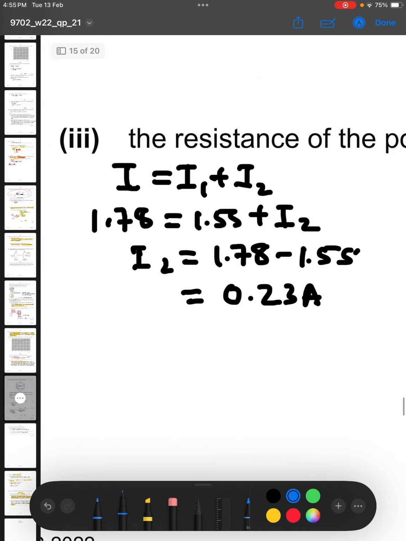So that's what we're doing here. We're using Kirchhoff's first law. I is I1 plus I2. Then 1.78 is the total current. 1.55 goes the other side. And I2 is the current we're looking for. So I2 will be 0.23.